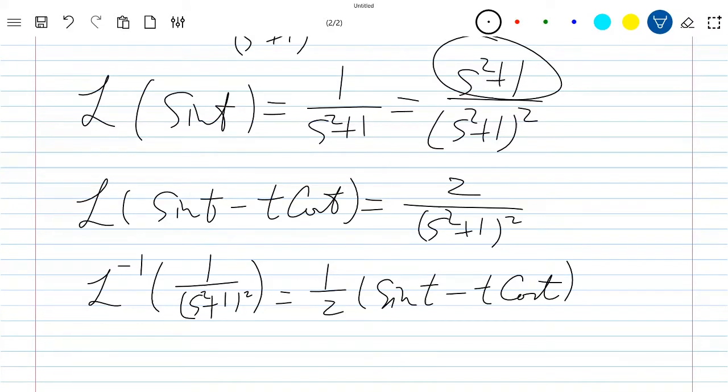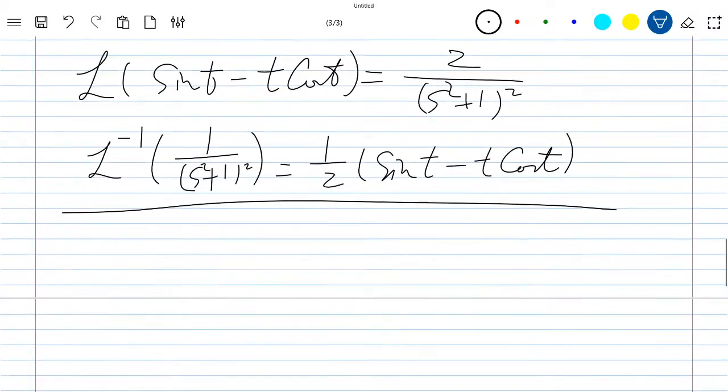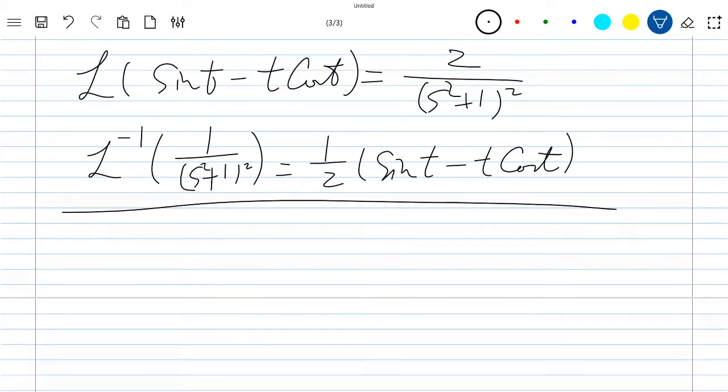Right? So you can see we can use these formulas to find the inverse transform of 1 over s squared plus a squared. Okay, that's it for the Laplace transform itself. Now let's see, if we want to use it to solve a differential equation involving y double prime, then we need to know what that is, right?